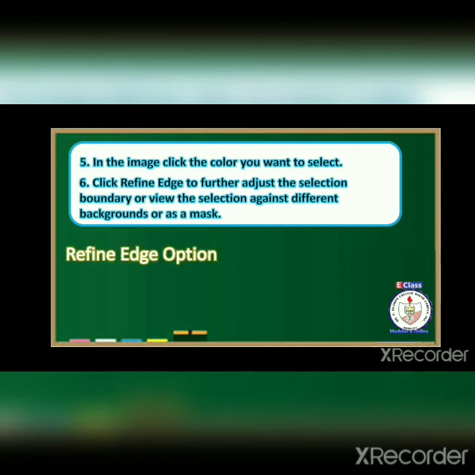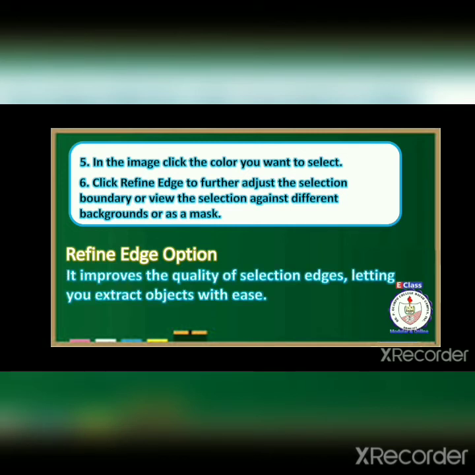Another thing is the Refine Edge option. It improves the quality of the selection edge, letting you extract objects with ease. This tool makes it easier to select certain objects and make them look more realistic when imposed on a new background. Let us try this in the Refine Edge option.